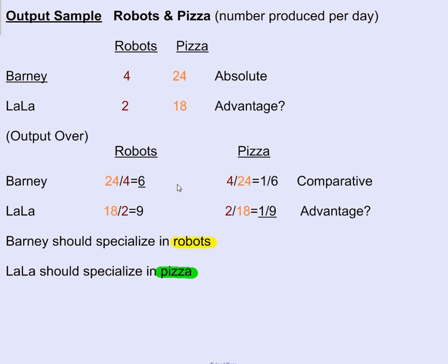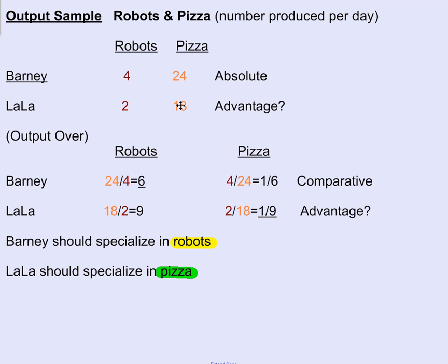So down at the bottom now, we're going to apply output over as our rule in order to get the opportunity cost. So when I want to know what Barney gives up as opportunity cost of making a robot, I take pizzas and I put it over. So 24 over the 4, 24 divided by 4 is 6. And then I'm just going to do the reciprocal, the opposite. When I want to know the opportunity cost for Barney to make pizzas, I put the 4 over the 24, which reduces down to 1/6.